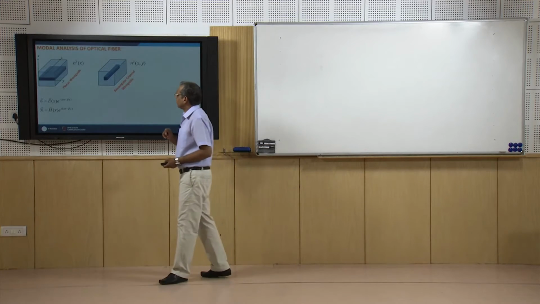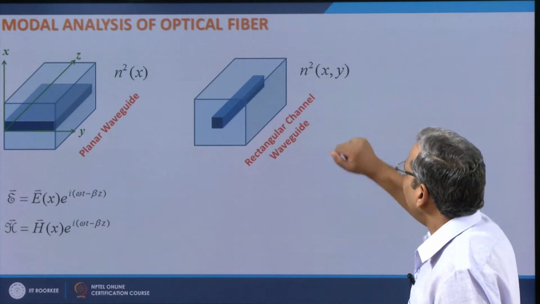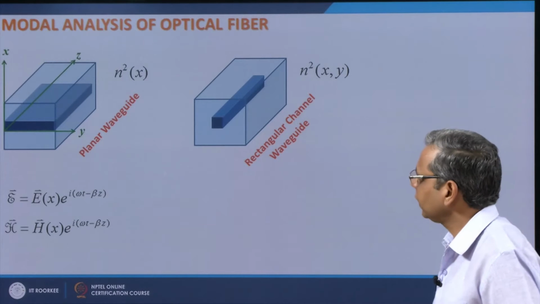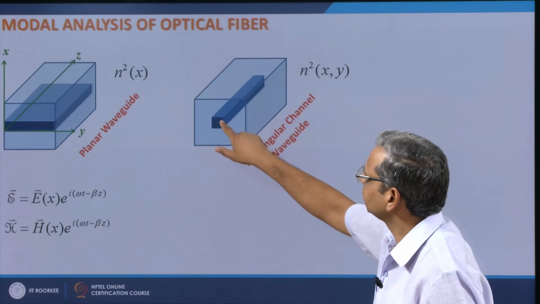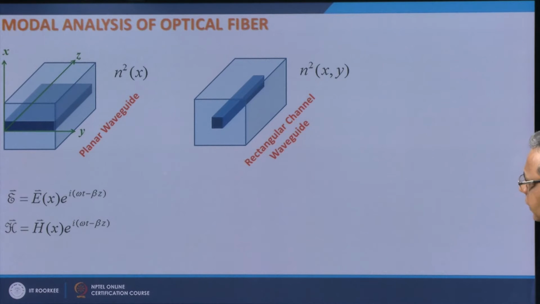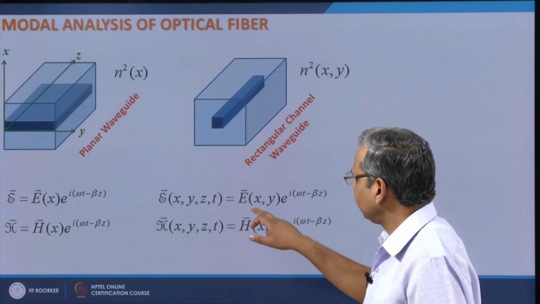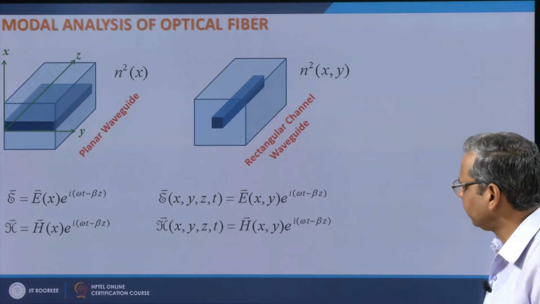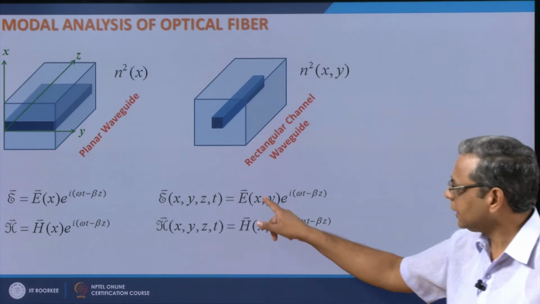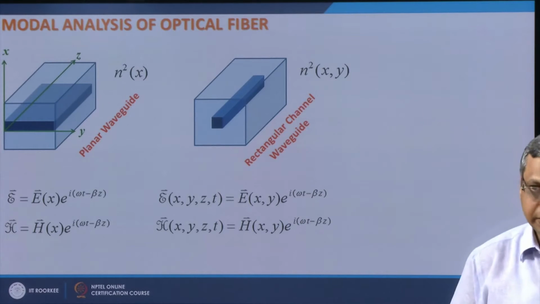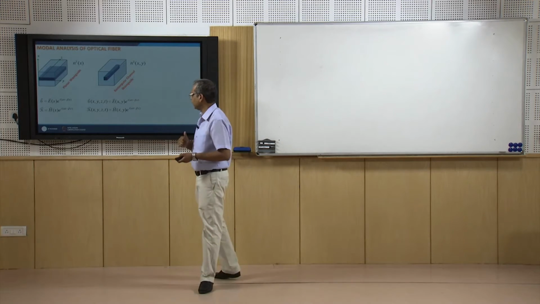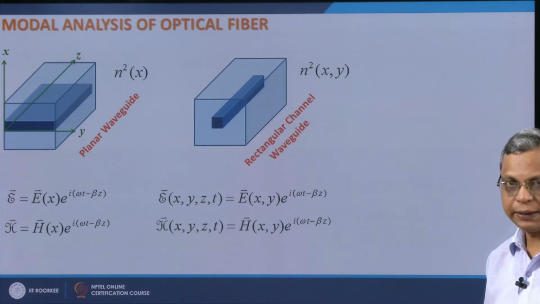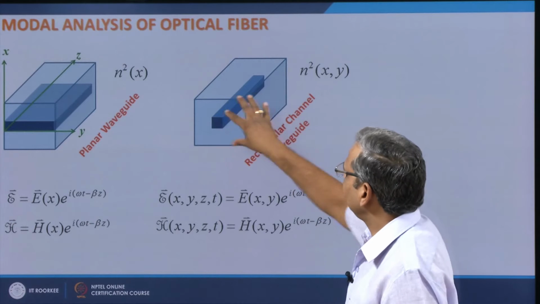If I look at a rectangular channel waveguide, so now if I have confinement in x as well as in y, so refractive index variation in x and y both, this is the kind of profile, then the modes would be given by E is equal to E of x y e to the power i(omega t minus beta z), and H is equal to H of x y e to the power i(omega t minus beta z). So, these E and H would now be the functions of x and y both. So, the confinement is in both the directions x and y, and those fields will propagate in z direction with certain propagation constant beta.